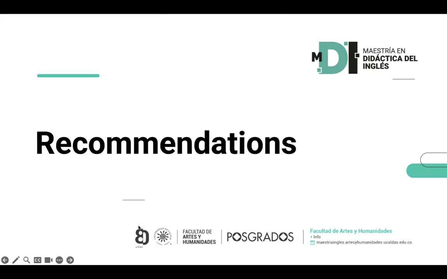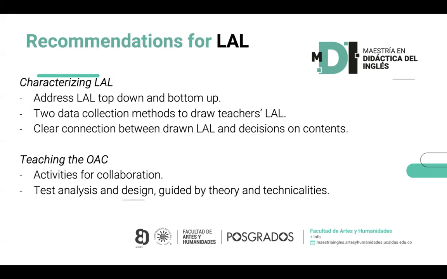Some recommendations that I have for you, if you're interested in developing an assessment course for English language teachers, is from the point of view of characterizing LAL, meaning collecting feedback on teachers' language assessment literacy, you need to do 2 things. Address LAL top-down, meaning give teachers topics about assessment so that they give you feedback. This topic is interesting, this topic is not so interesting. But also bottom-up. Ask teachers to share with you their assessment needs, challenges, their assessment practices, their assessment contexts. So that's the first recommendation. When you collect feedback from top down and bottom up, you get a very nice counterbalanced approach.